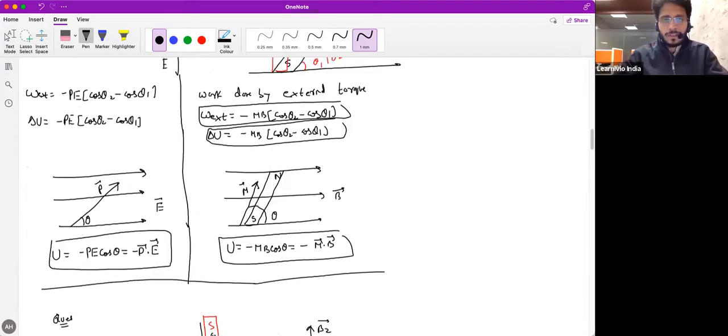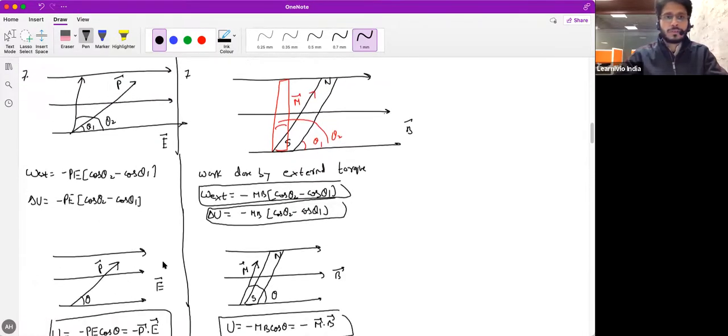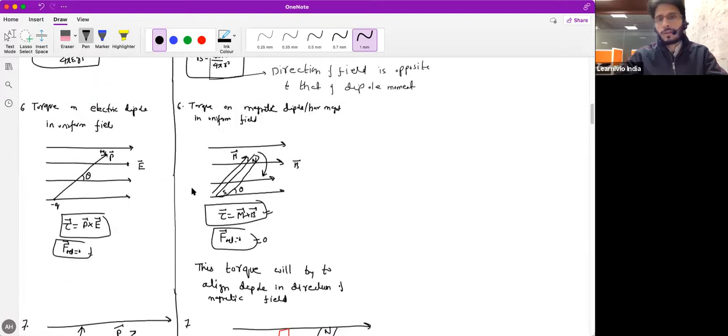We already prepared the slide, so we can do it fast. Torque we did: if you place a bar magnet in a uniform magnetic field, the torque is M cross B, and the net force on the dipole is 0.